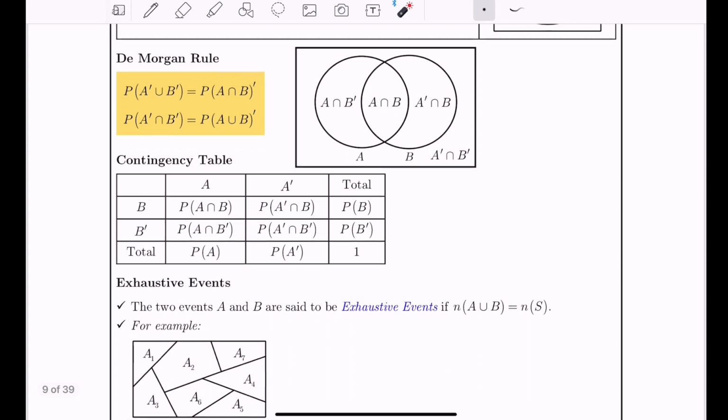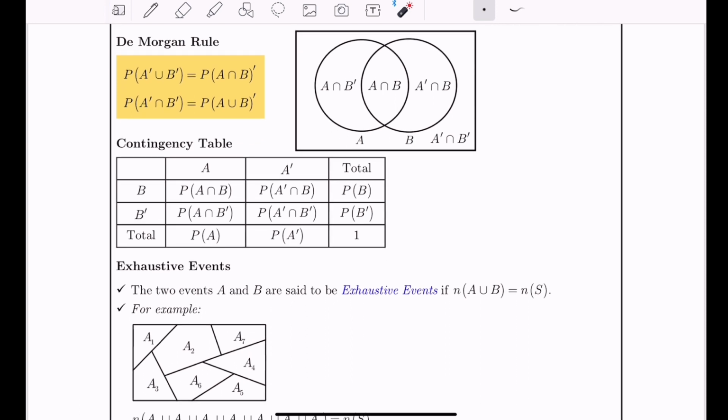Next, we're going to have a look at De Morgan's rule. What is De Morgan's rule? Probability of A prime union B prime equals probability of (A intersect B) prime. And probability of A prime intersect B prime is also equal to probability of (A union B) prime. De Morgan's rule can be seen from the Venn diagram. Right now we're talking about A prime union B prime, not A.